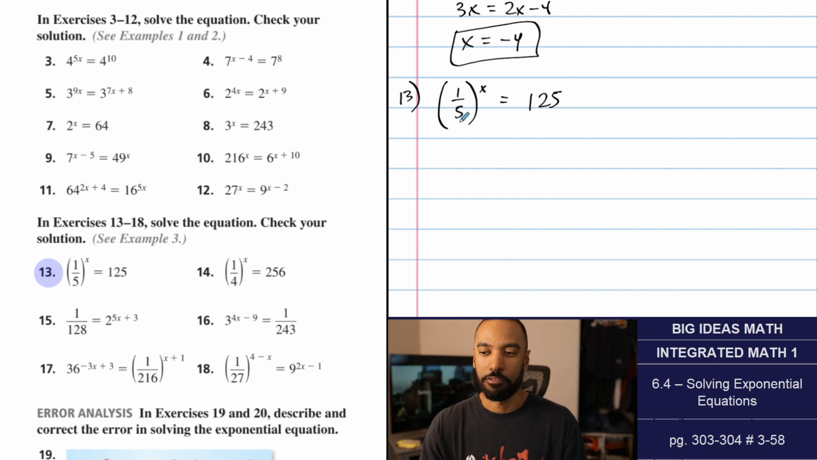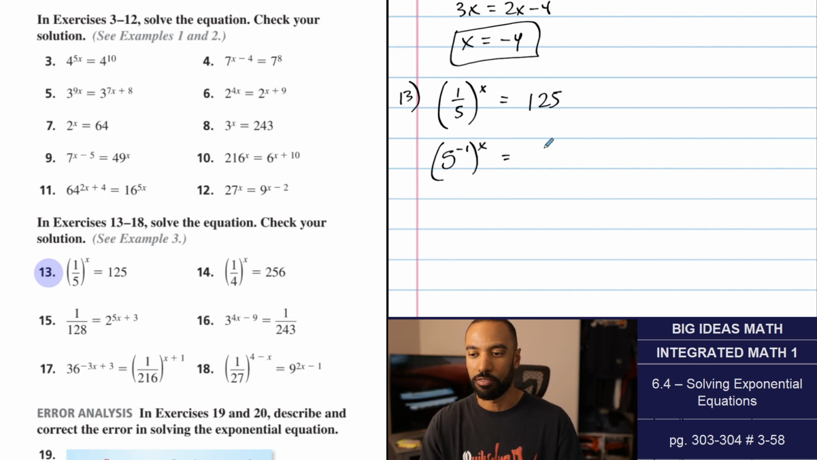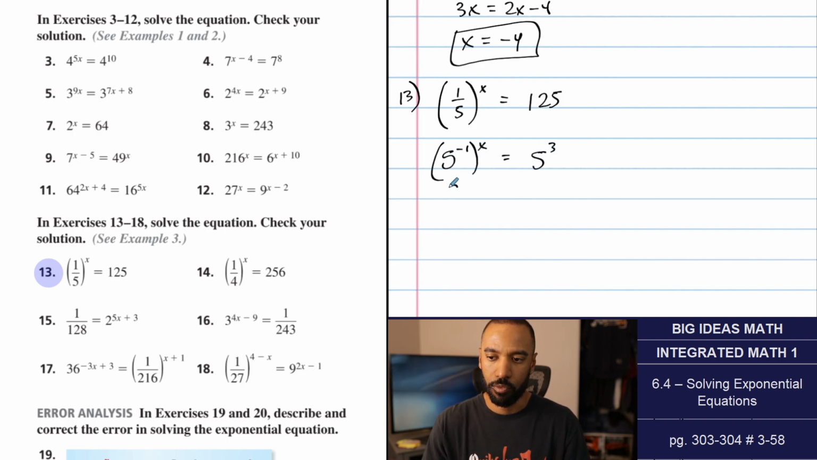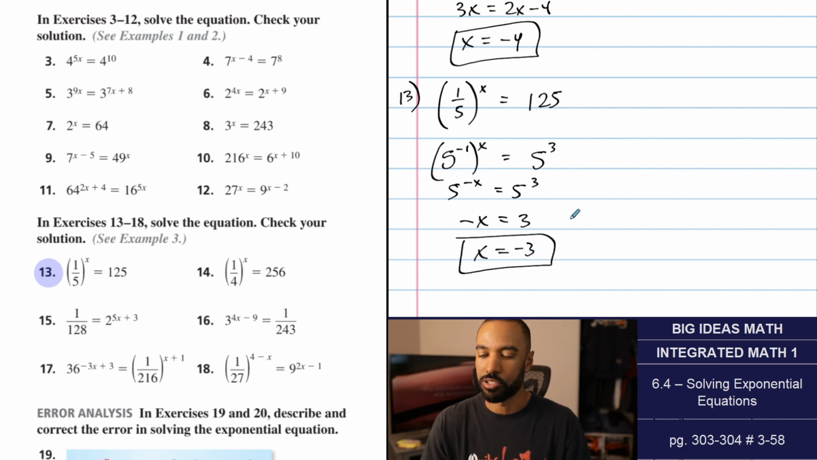Anyway, it sure looks like 5 would come in handy as a matching base here if possible. And we've seen this a couple times, even in the lecture portion. 1/5 is also 5 to the negative first power. So that's my rewrite of this particular one. 125 is 5 cubed. I think we saw that in the lecture portion. -1 times x is -1x, or just negative x. And there we have our matching bases. So if negative x equals positive 3, then positive x equals -3. That is our solution.